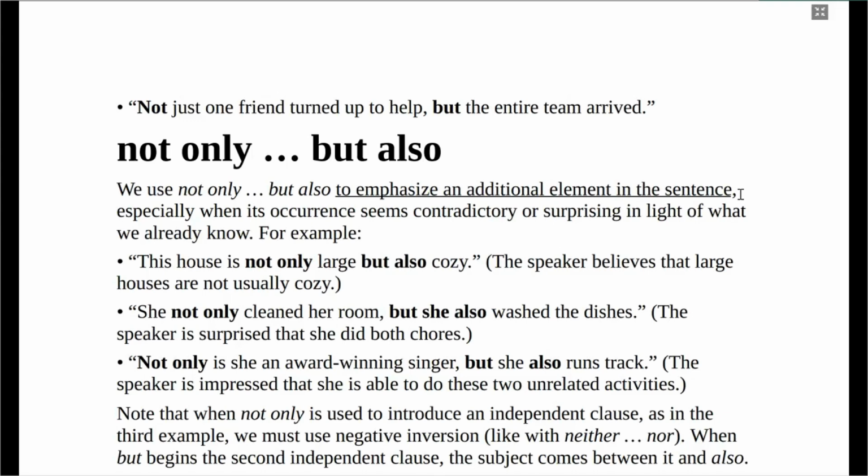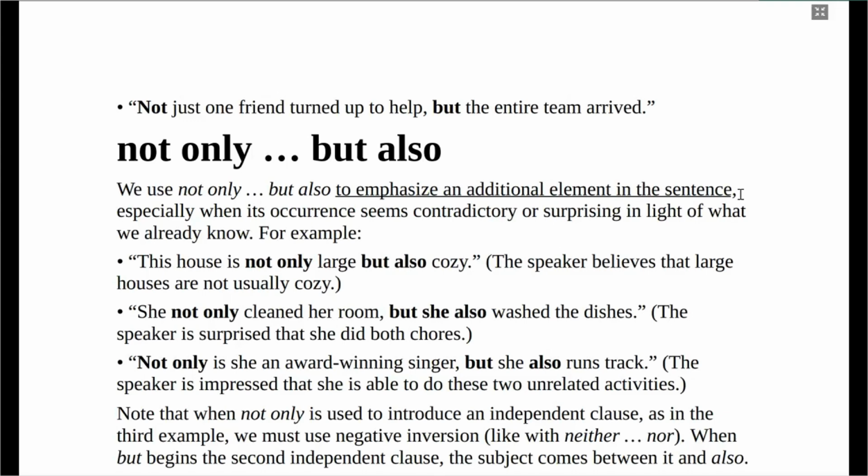But he said this house is not only large but also cozy. She not only cleaned her room, but she also washed the dishes. So the speaker is surprised that she did both chores. Not only is she an award-winning singer, but she also runs track.